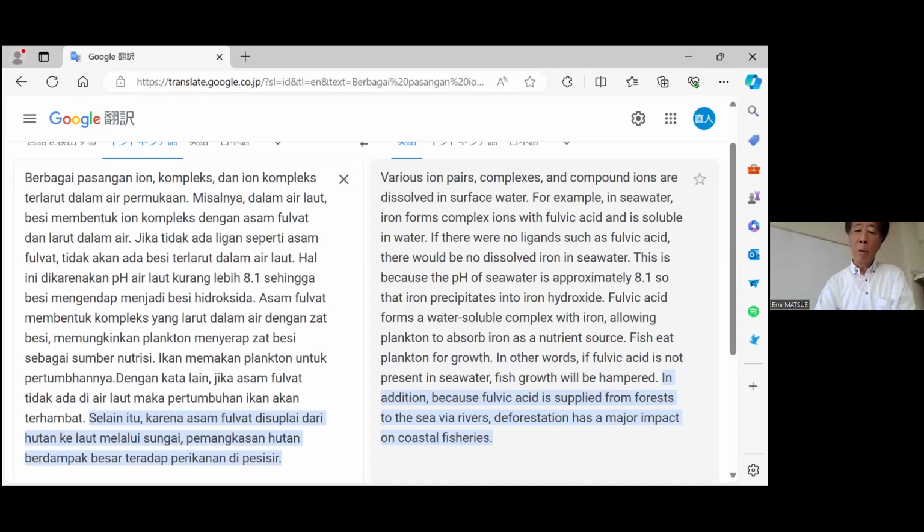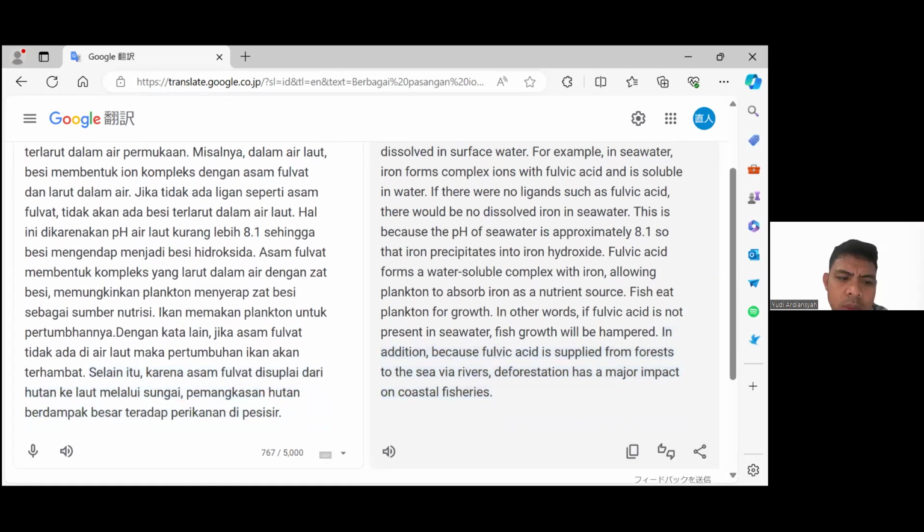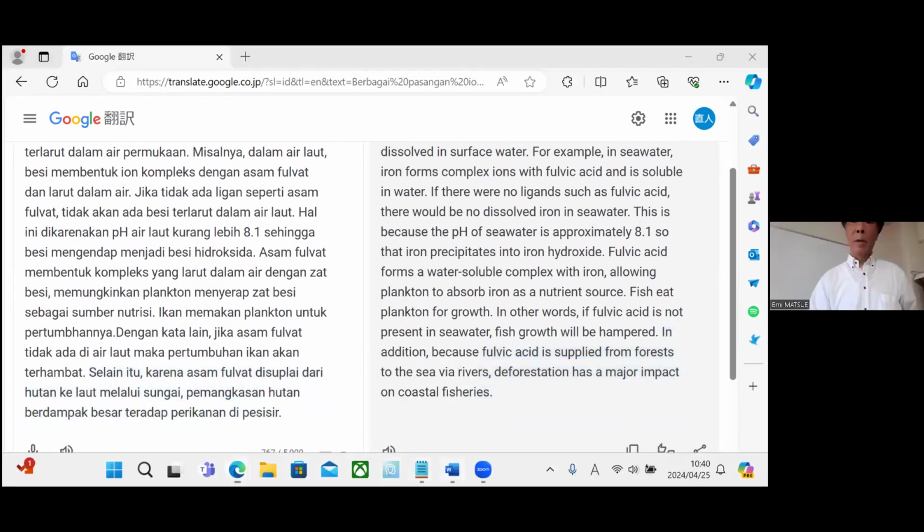Student, yes or no? Yes, maybe deforestation, Prof. Yeah. The conservation of forest is very important. Yes, very important for the sea. Yeah.